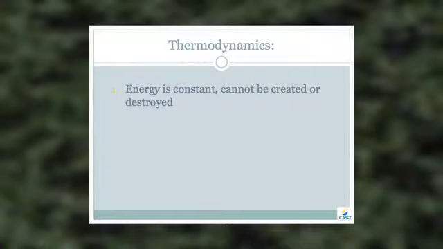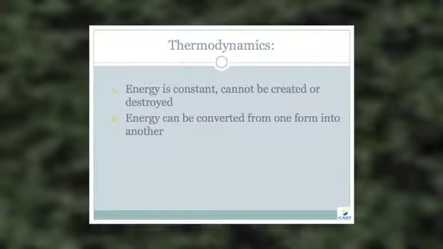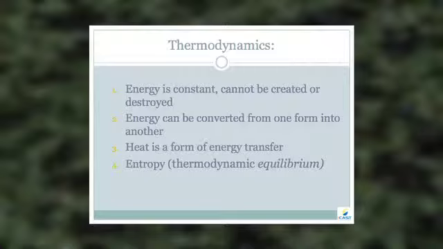Let's start talking about thermodynamics. These are 4 rules of thermodynamics. The first rule is energy is constant. It cannot be created or destroyed. It simply is converted from one form to another. Heat is a form of energy transfer. Point 4, this is one of the points that's most important for you to understand, and that's the concept of entropy.